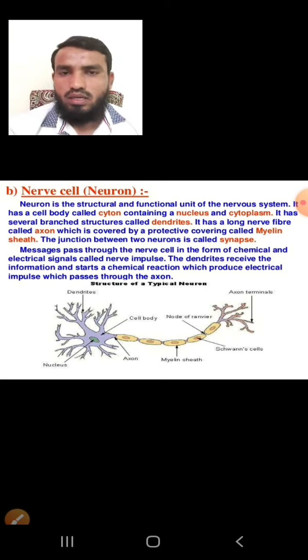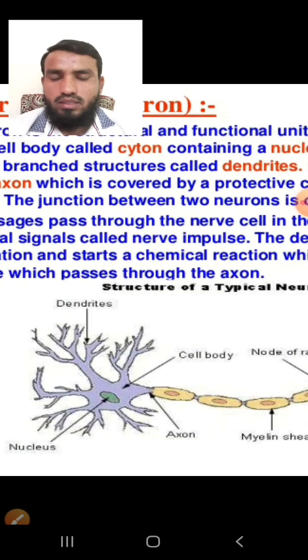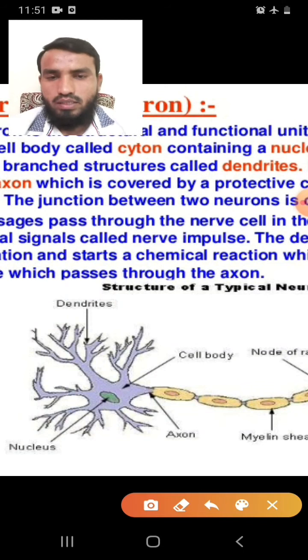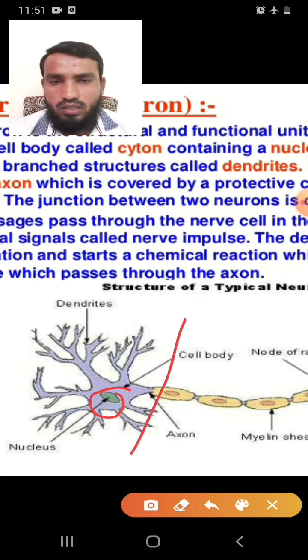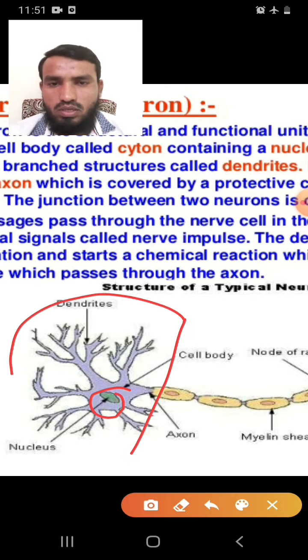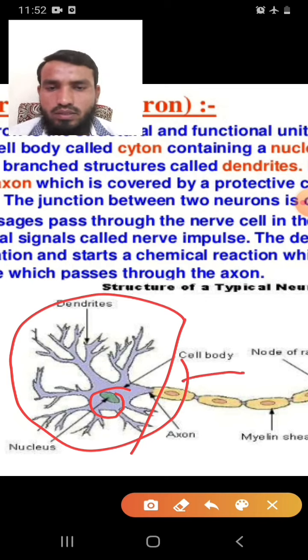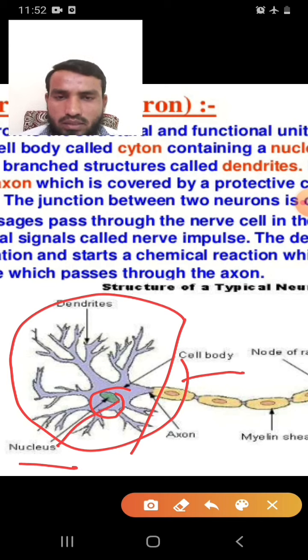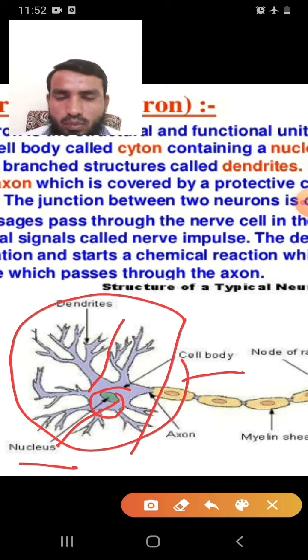Now what is the content of this? It has the cell body, called the cyton, containing a nucleus and cytoplasm. So this is the cell body. The cell body contains the nucleus and cytoplasm, right? This is the nucleus of your neuron cell, and up to this part it is called the cell body. In the cell body there is the nucleus, as written here, and the cytoplasm. All the colorful part here is called the cytoplasm.